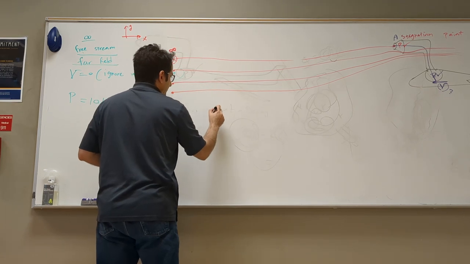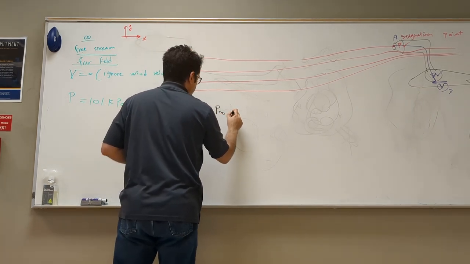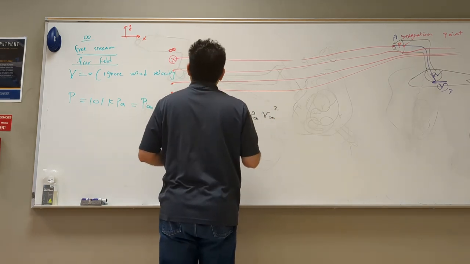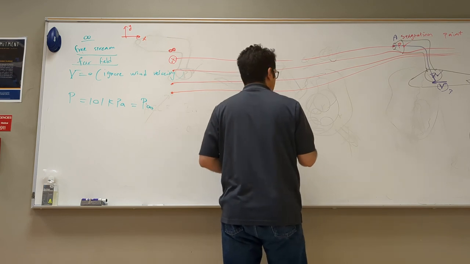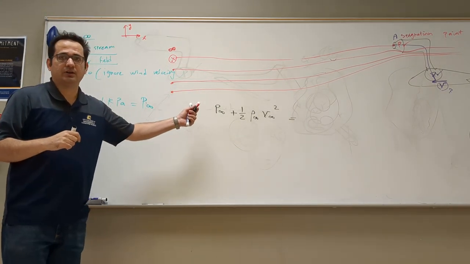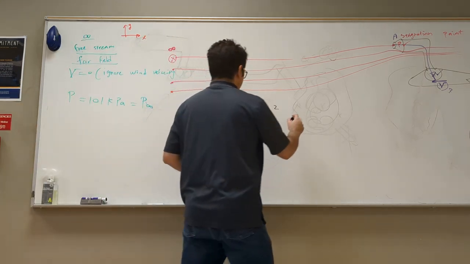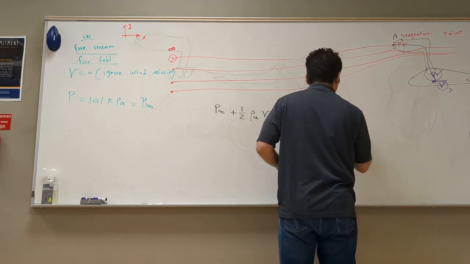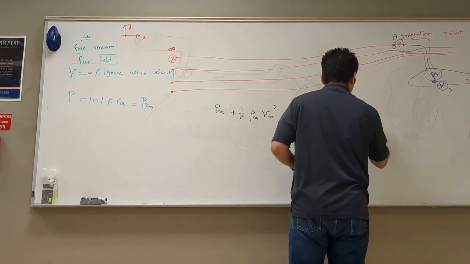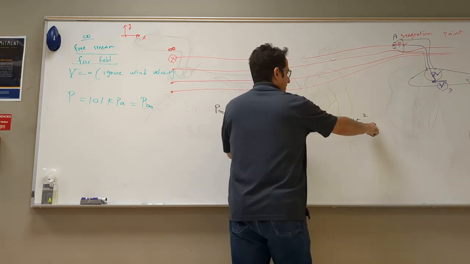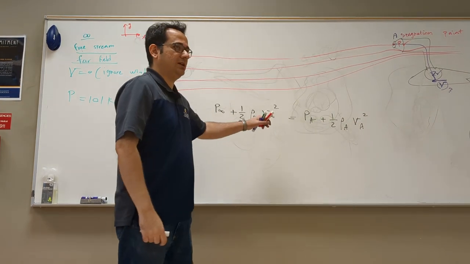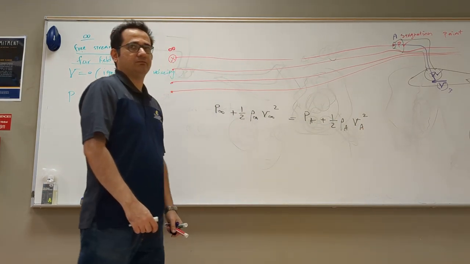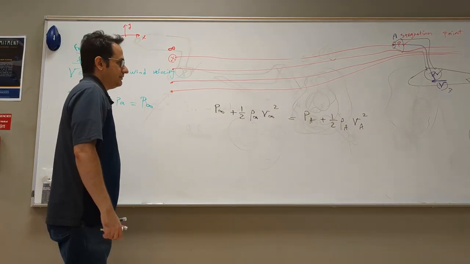So from point infinity, P infinity plus 1/2 rho infinity V infinity squared is equal to, and we did ignore the elevation difference, P at this point A plus 1/2 rho at point A, velocity at point A squared. There is a rho g z here, but again, I ignored the elevation difference. Right? Now look at it.